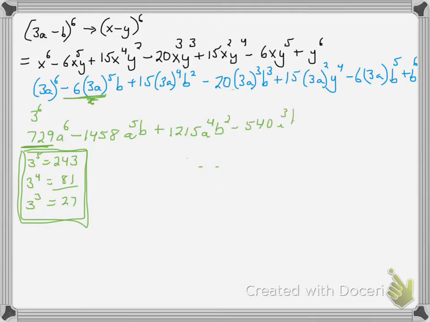A cubed, b cubed. The next one I'll have 3 squared, which is 9 times 15, 135. A squared, b to the 4th. The next one, 6 times 3 is 18, a, b to the 5th. And finally, b to the 6th. Okay, so this is my answer.